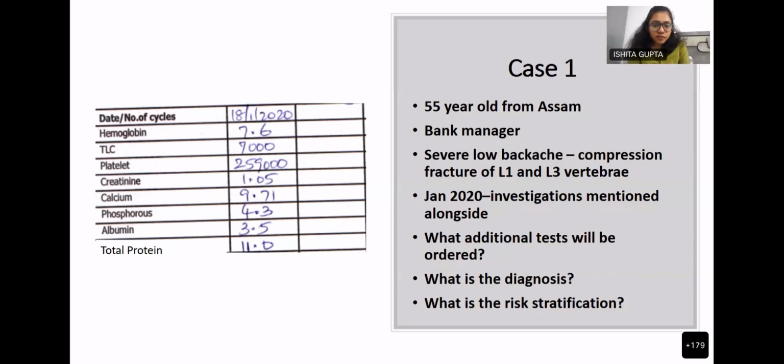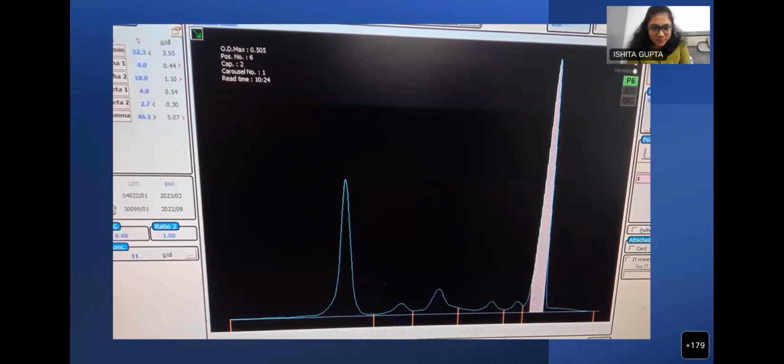So we can look for electrophoresis. This is from the bone marrow studies. This is what the electrophoresis showed. Can you identify the abnormality here? Yes, sir. There is a peak in the gamma region, an M spike. Yeah, that's right. That's correct.